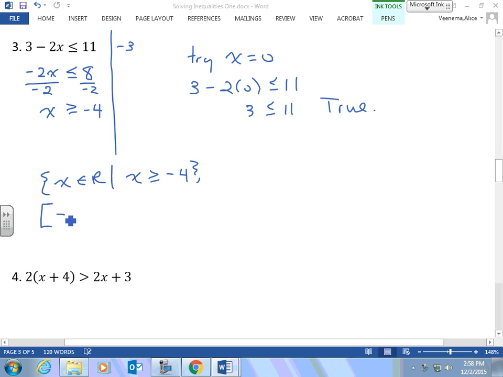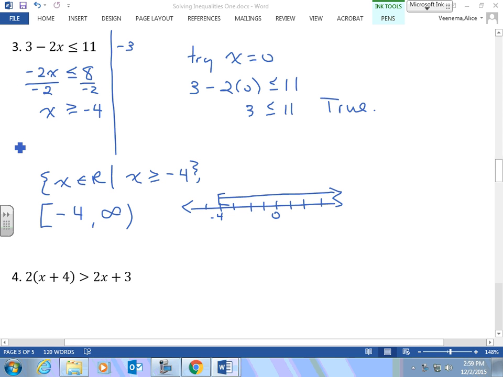And we'll go from negative 4 to positive infinity. Always round brackets on the infinity. Or we could use our number line and express it that way. There's negative 4, and if x is greater than or equal to negative 4, we're going to have a square bracket at the negative 4 and an arrow going to the right to infinity. Okay?